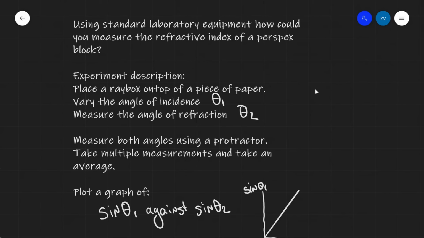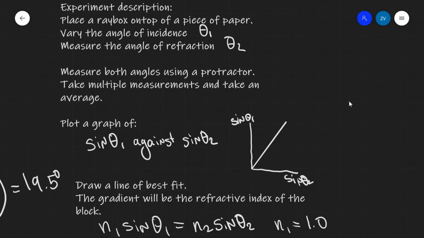So using standard laboratory equipment, we could also measure the refractive index of a material, or at least do an experiment to determine it. How could we do that? First off, we're going to place a ray box on top of a piece of paper, and we're going to vary the angle of incidence, theta 1. We're going to be measuring the angle of refraction, theta 2.